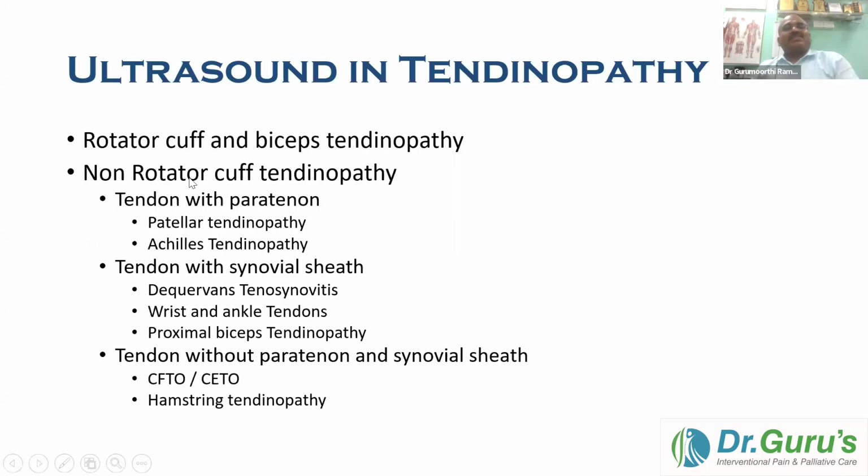So we can again divide this non-rotator cuff tendinopathy into three types. One is tendon with paratenon. The typical examples are your Achilles tendon and patellar tendon. Second is tendon with synovial sheaths. All your flexors and extensors of the wrist and ankles are basically with synovial sheath. And finally, just like your rotator cuff, we have some tendons which don't have paratenon and synovial sheath. The examples are common flexor tendon origin, common extensor tendon, and your hamstring tendon. These are the most common, that's why I gave them as examples, right?